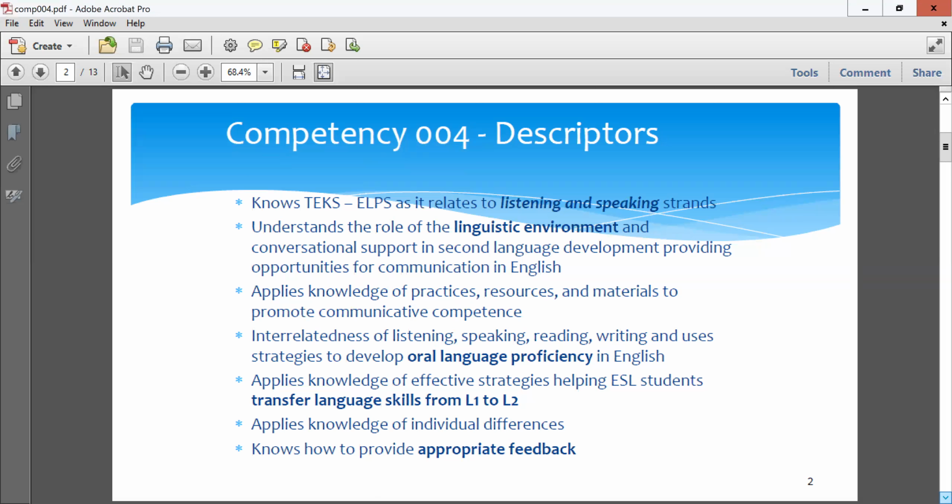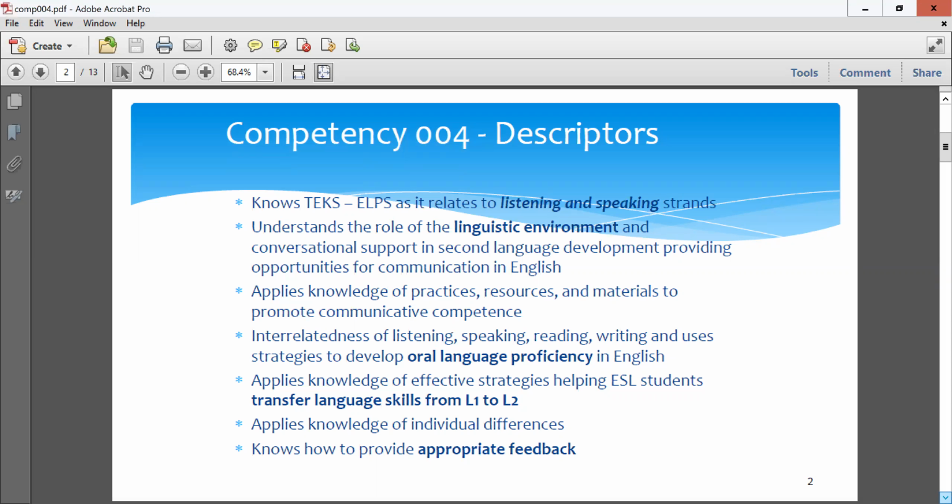Understands the role of the linguistic environment and conversational support in second language development, and provides opportunities. This is key. Allowing students time to talk and to listen in a variety of situations. Applies the knowledge of those practices, resources, and materials to promote competence in both listening and speaking.